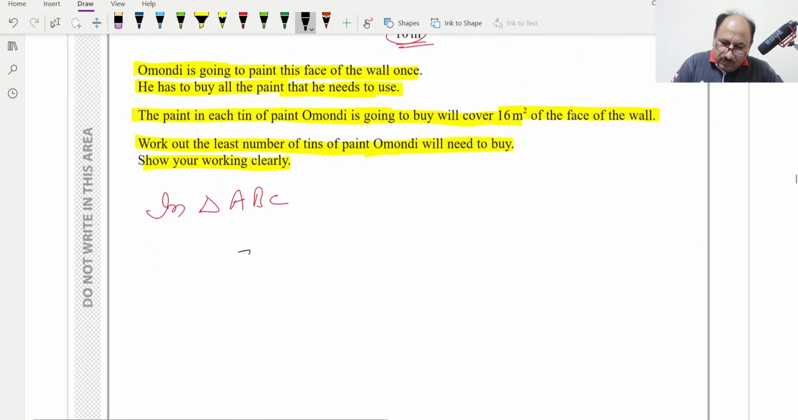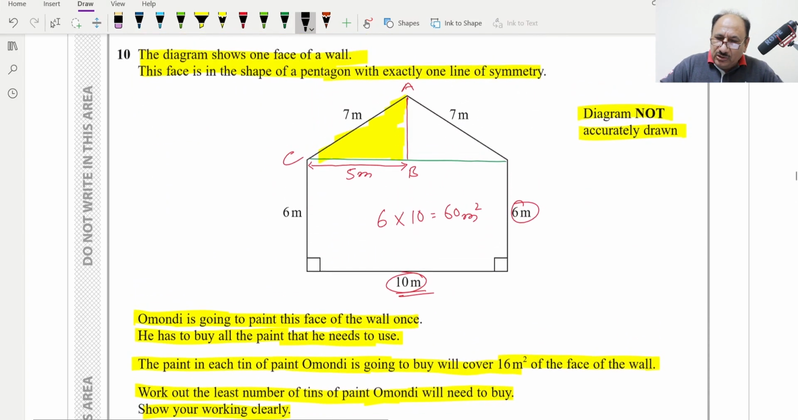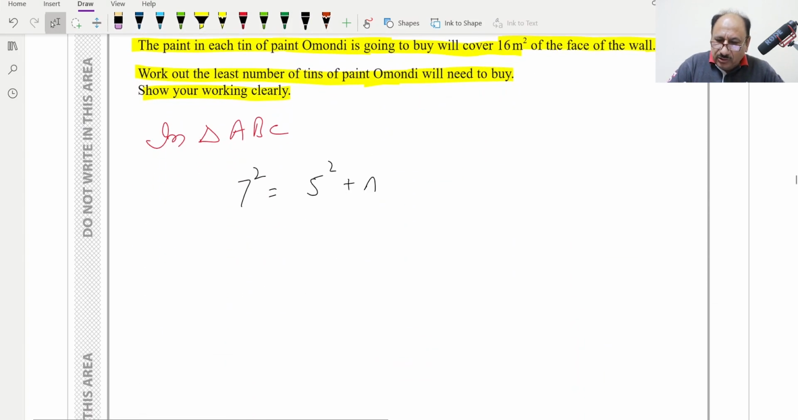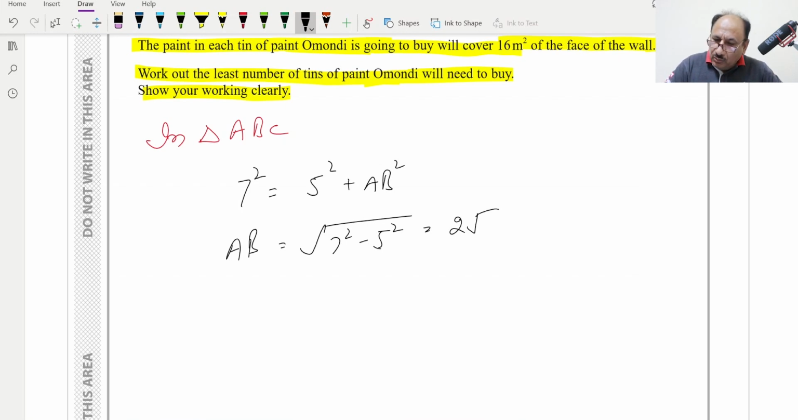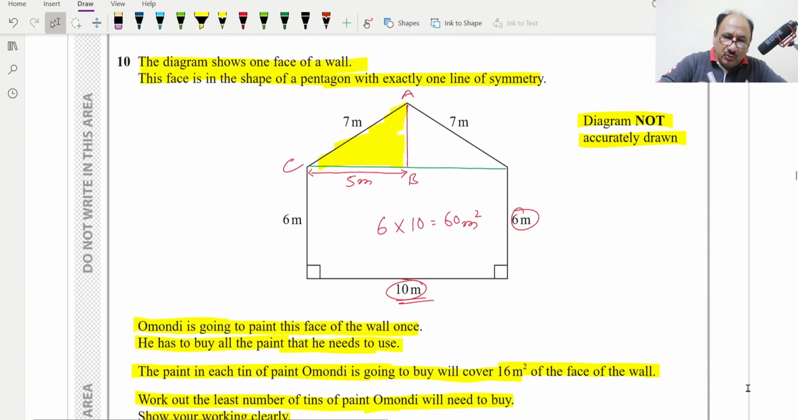So 7 squared is equal to 5 squared plus AB squared. So AB will be equal to the square root of 7 squared minus 5 squared, and this will be equal to 2 under root 6. So this height on the shape, we can show this height is 2 under root 6.